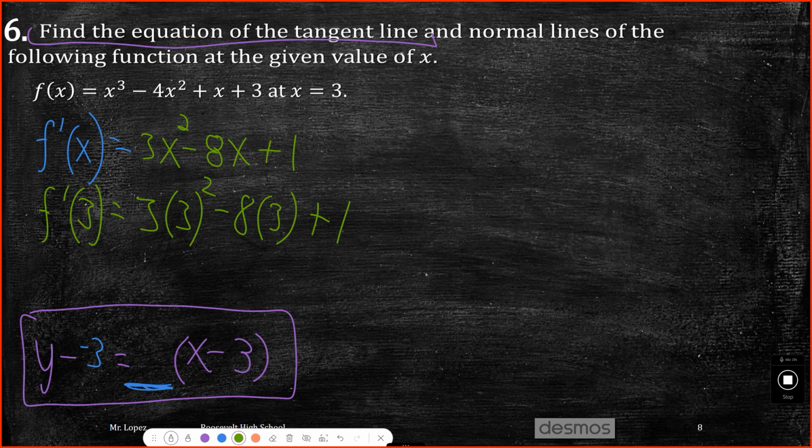So what's this? 3 squared is 9, 27 minus 24 plus 1. So that's going to be what? Is it 4? Is it 4? 4? Okay, so we're done for this part.